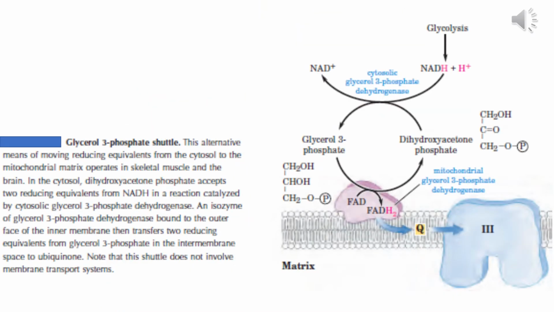Glycerol phosphate shuttle also operates in the other tissues to transport the NADH molecules of the cytoplasm into the mitochondrial matrix. In this case, dihydroxyacetone phosphate accepts NADH plus H plus molecule and becomes glycerol 3 phosphate. Later, when this glycerol 3 phosphate is transformed back into dihydroxyacetone phosphate, the enzyme accepts FAD as the coenzyme. So what is produced is FADH2 into the matrix of the mitochondrion, and it is accepted by Coenzyme Q and then complex 3.